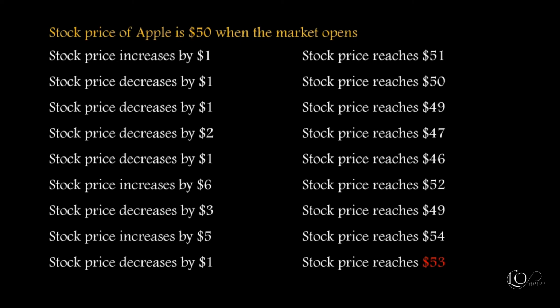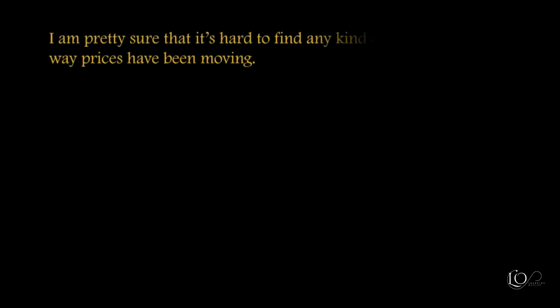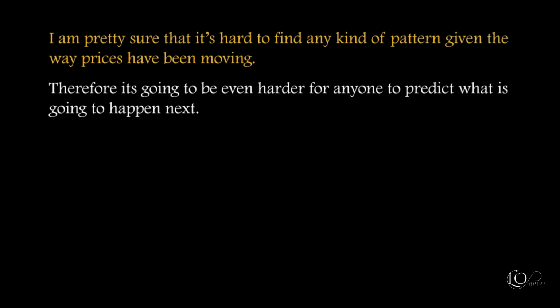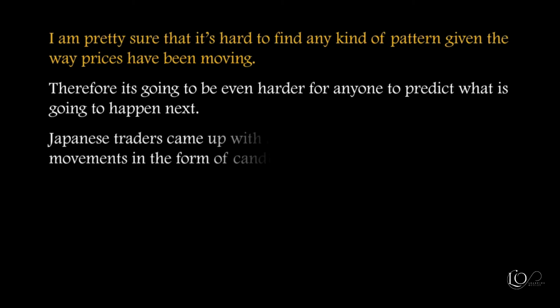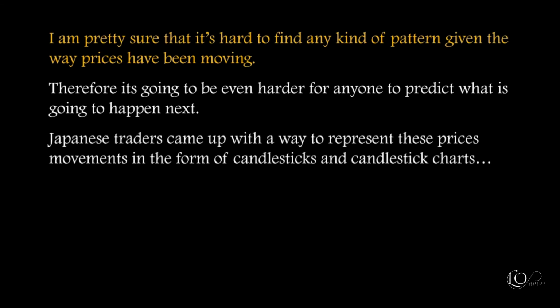Now I'm sure that looking at the way the prices have gone up and down, it is pretty difficult to find any kind of pattern given the way that prices have been moving. Therefore, it's going to be even harder for anyone to predict what is going to happen next. Japanese traders came up with a way to represent these prices in the form of candlesticks and candlestick charts.